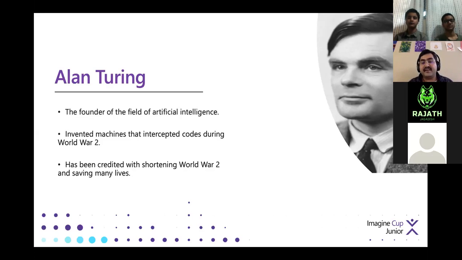He is also credited with a lot of complicated concepts like lambda calculus, etc. And using all this, he was able to shorten World War II and save many lives. So any sort of computing that we do nowadays and use any sort of artificial intelligence anywhere, we can attribute it all to Alan Turing.